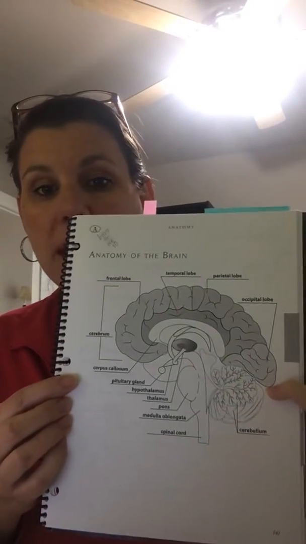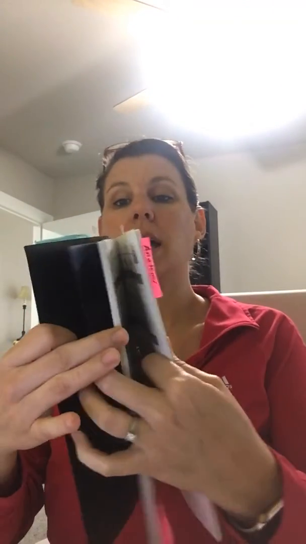Today we are introducing the brain. It is on page 141 in your guide, so in the anatomy section in the back. I have the one that has the labels on it pulled up. You'll have a blank one back there. So you're going to go to 141 and look at that.